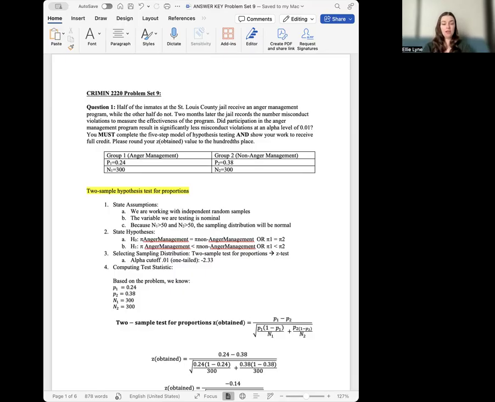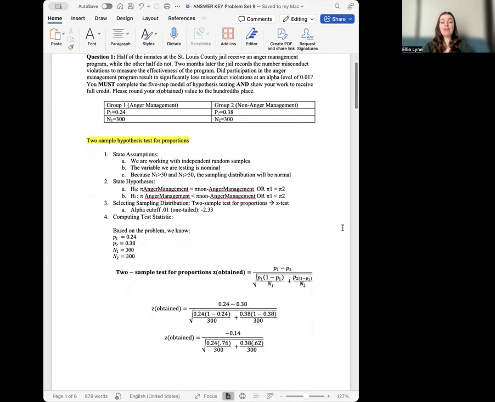So let's take a look at step number 2, which is where we are going to state our hypotheses. Remember that we have to do this in statistical notation. Again, it's perfectly fine if you also want to write these out, if it's helpful for you to visualize this, but the statistical notation is the requirement. So let's take a look here.